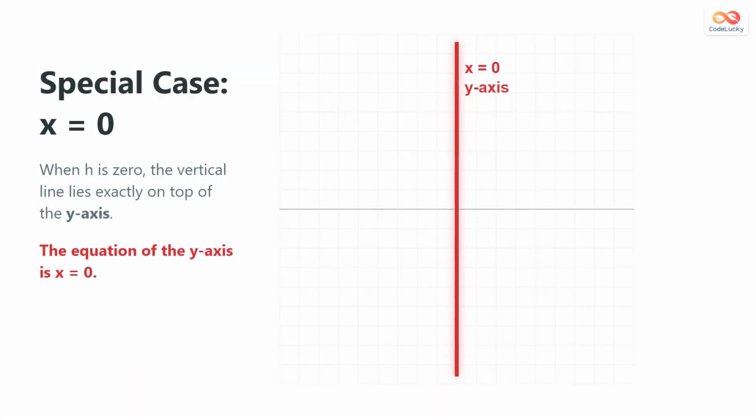Here is a special case that often appears on tests. What is the equation of the y-axis itself? Since the y-axis goes through 0 on the x-scale, its equation is simply x equals 0.